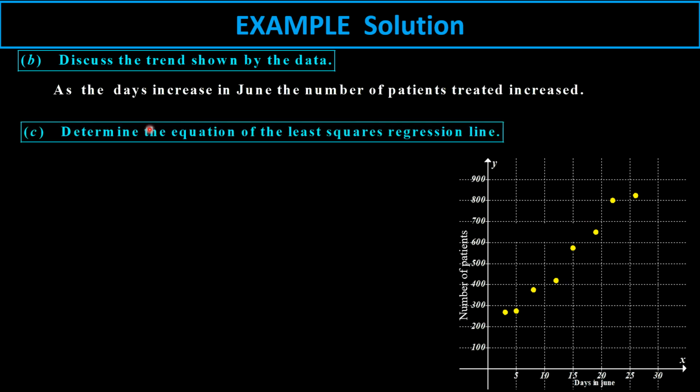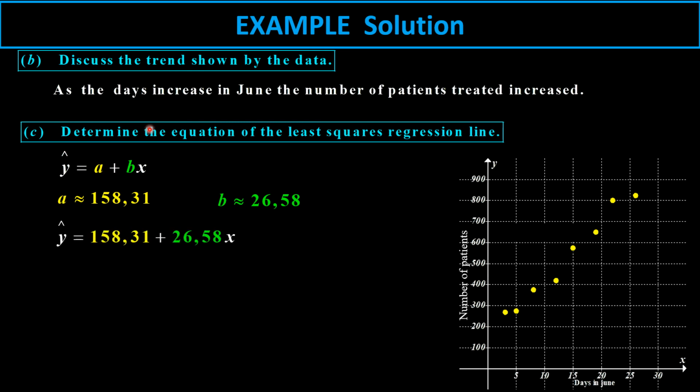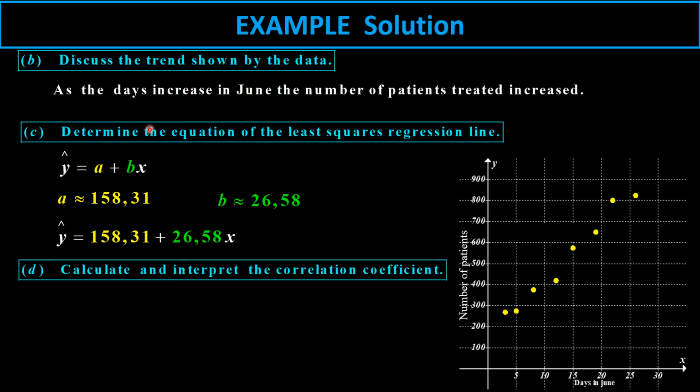Equation of the least square regression line. Yeah, I assume that you're using your calculator. So that's the equation. So the A value from the calculator you should get is 158,31. Not going to go through the process of using your calculator here. And then the B value there is 26,58. Now we write down y hat is equal to 158,31 plus 26,58x. I color coded for you for easy reference.